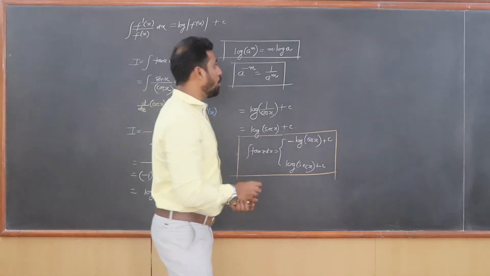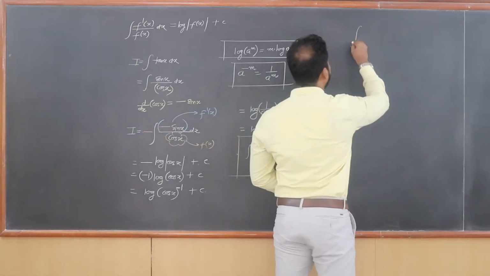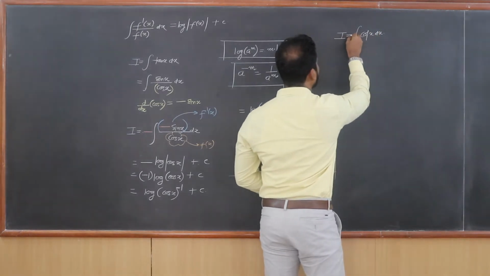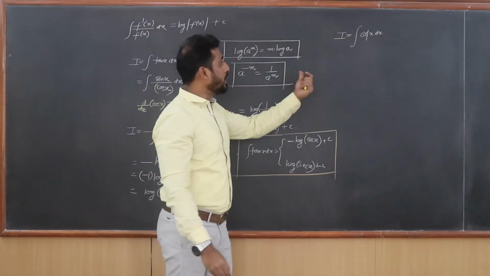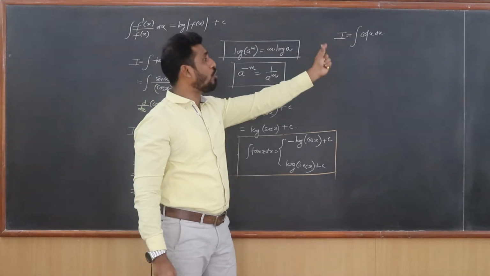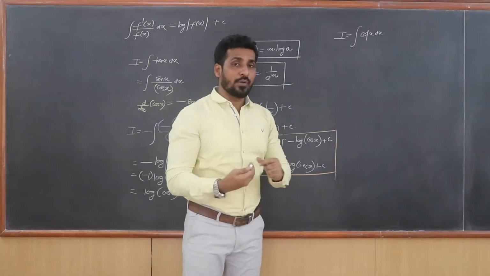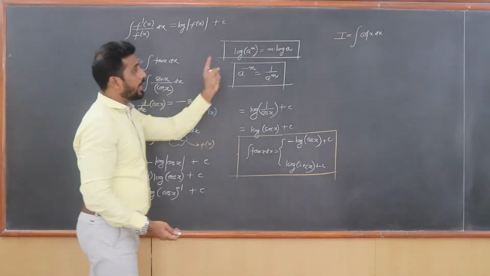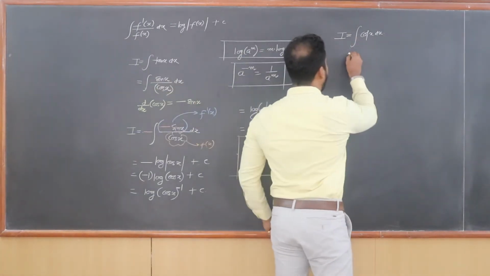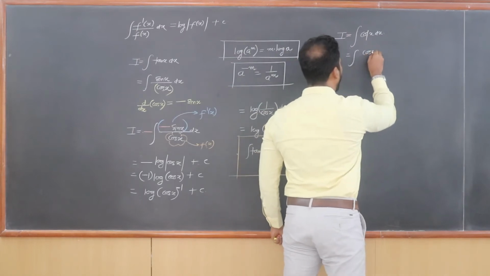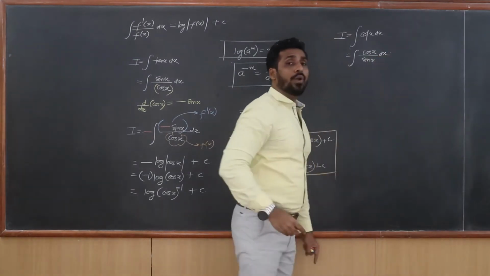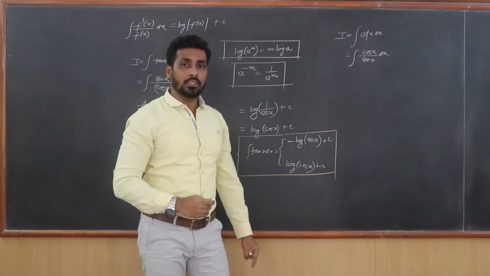Students, let's take one more. So this time I want to get the integration of cot x dx. I'm going to note it down as I is equal to integral of cot x dx. Now this is going to be a little bit faster because we have already seen the integration of tan x. Now do you again know that cot can be written as cos x upon sin x dx, isn't it? The numerator becomes cos x and the denominator becomes sin x.